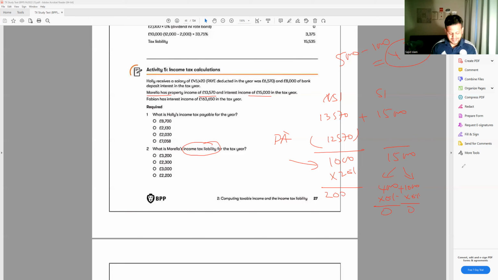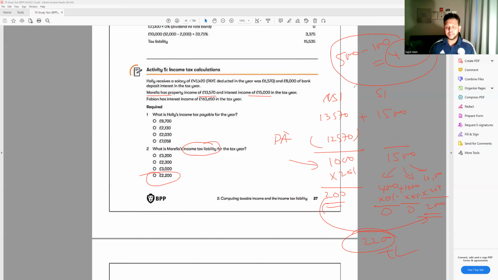So I have a remaining 10,000. On this 10,000, I'm going to pay 20% because I'm a basic rate taxpayer. This is 2,000. So we have 2,000 plus 200 from the non-savings. Adding this, 2,200 is my tax liability. They're not saying how much I need to pay, they're asking how much is the tax liability. So 2,200. Very careful with this one.